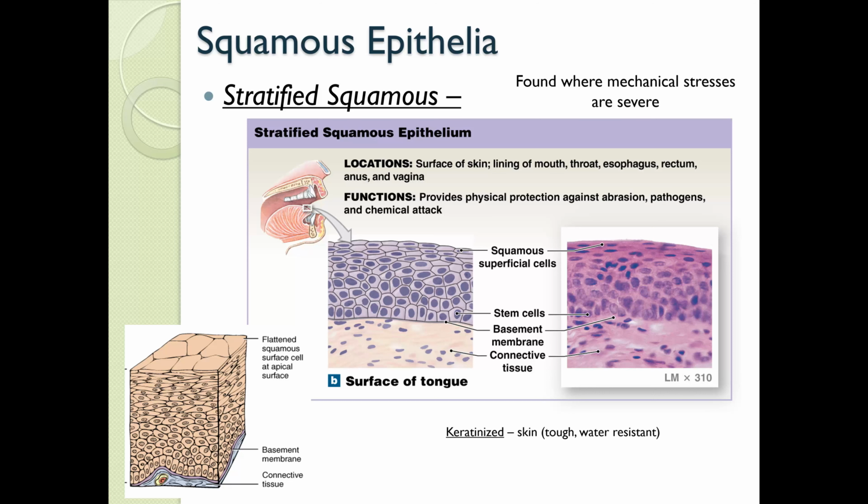Then you have non-keratinized areas, so these do not have as much of the intermediate filaments containing keratin. And this would be like your mouth, throat, rectum, anus, and vagina. And these areas have to be kept moist. If they're not, they will dry out and degrade, and so you have glands embedded in the non-keratinized tissue that help to produce mucus to keep these areas moist.